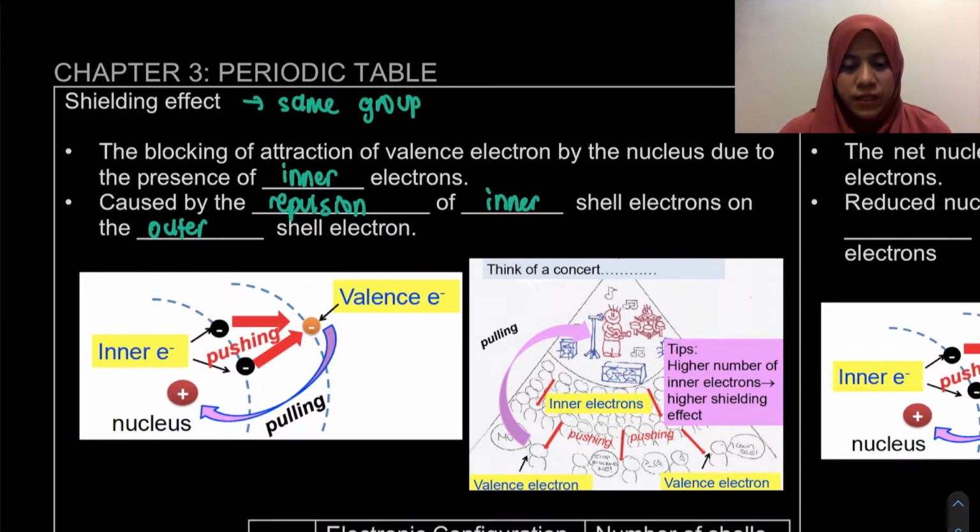Okay, what happens is that between the electrons themselves, there's a repulsion because they have the same charge, kan? So when there's repulsion here, what happens is that the attraction between the valence electron and the nucleus itself is very weak lah, because there's actually inner electrons that have repulsion. So that's why it is harder for the valence electron to feel the attraction between the nucleus and the electron.